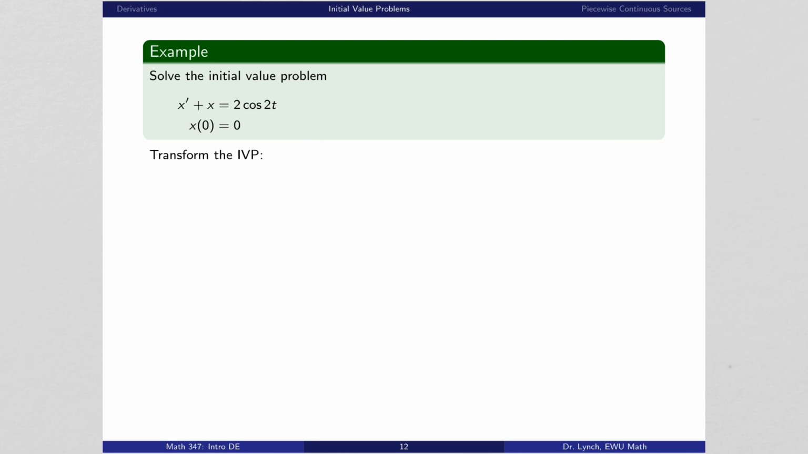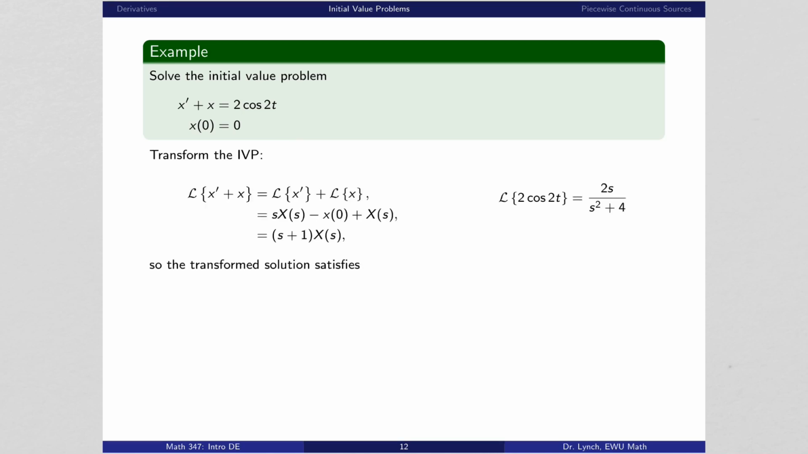Another example here is the initial value problem x prime plus x is 2 cosine of 2t, where x of 0 is 0. Again, we'll go ahead and transform the initial value problem. The left-hand side transforms like s plus 1 times X of s. The right-hand side transforms like 2s over s squared plus 4. Those ought to be equal, giving us an algebraic equation for the transform solution.